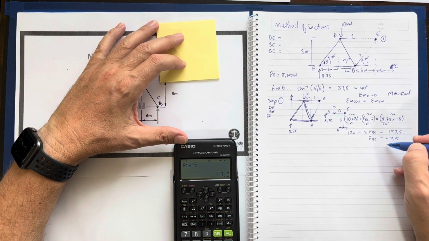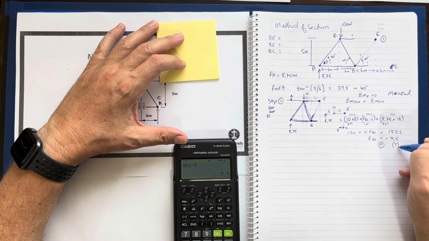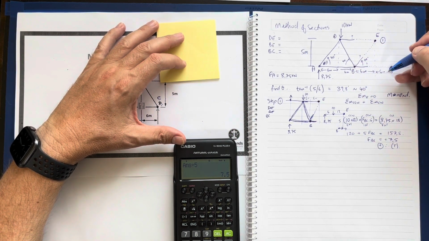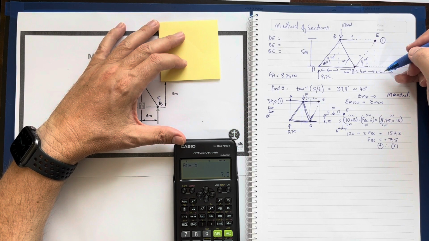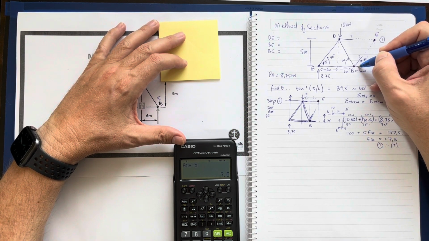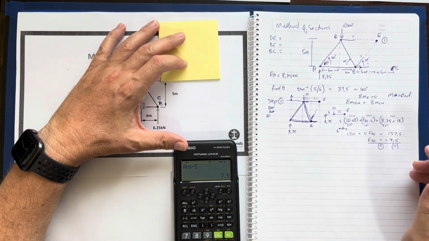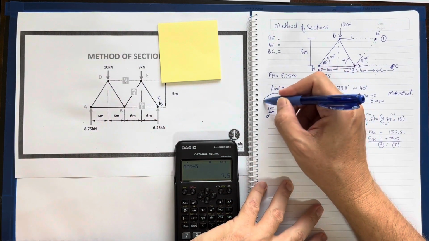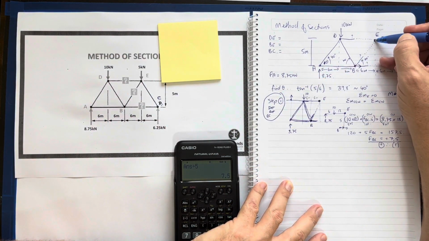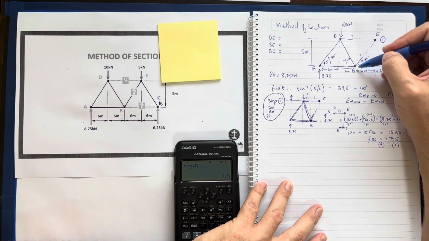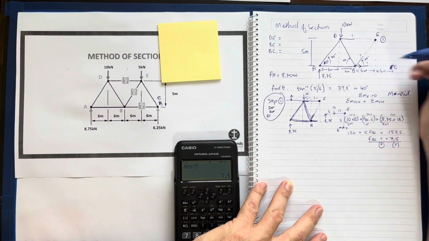So it is positive, therefore it is in tension. So the force in BC is 7.5, and it is in tension, therefore the force is going that way. And that's it. I chose this point because these two touch that point. I don't use them. I use what's not used at 90 degrees to it.